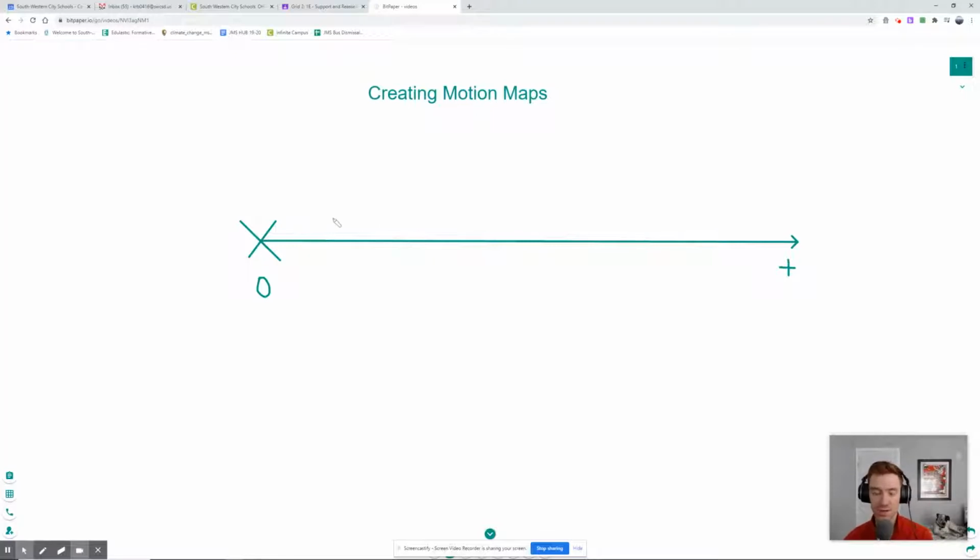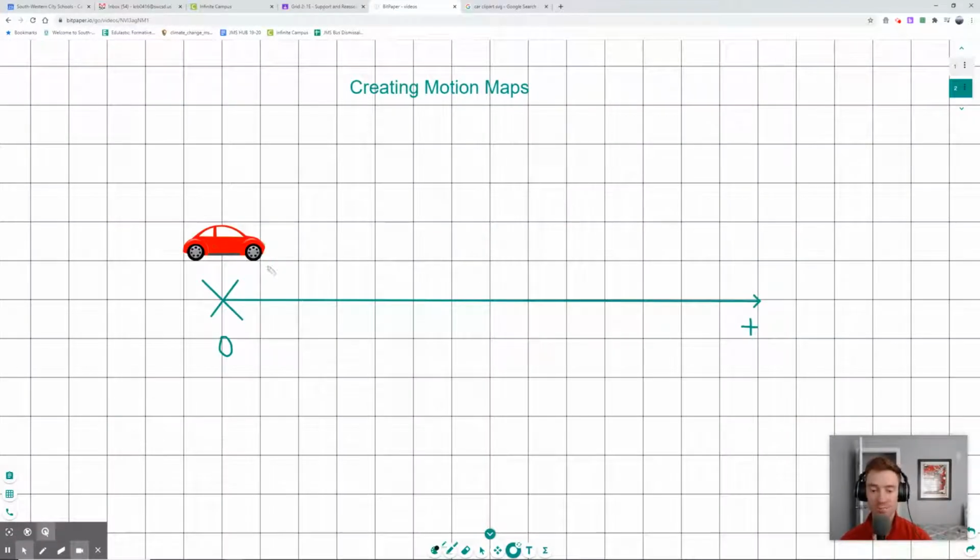That's how you create the graph for a motion map, but there's no y direction. This is just like the x axis, if you will. But the graph itself, the arrow and the x, don't mean a whole lot. It's just showing you which way is positive and where 0 is in space. Using this car, we're going to show you how a motion map gets made.